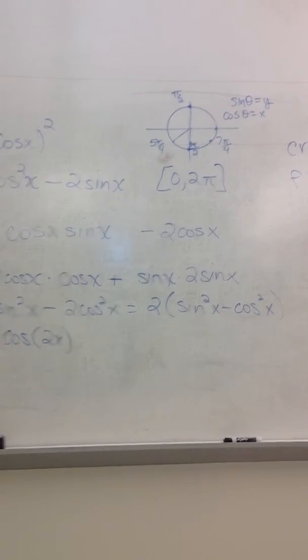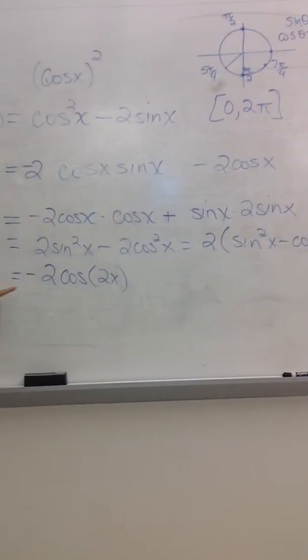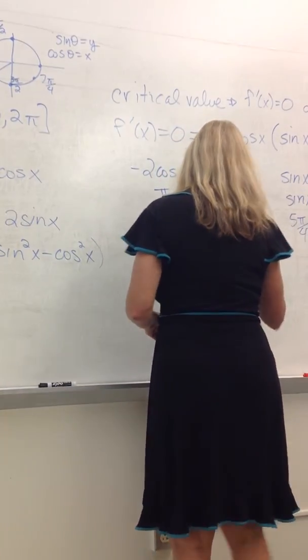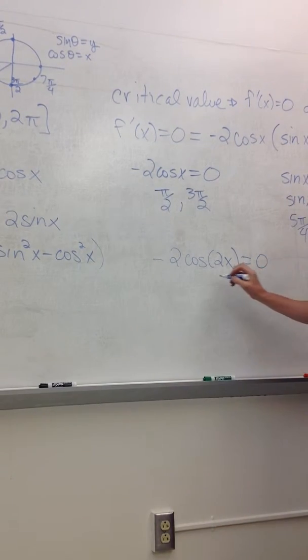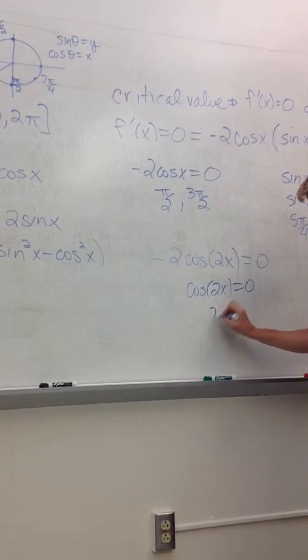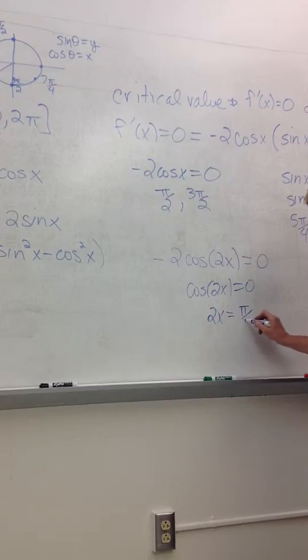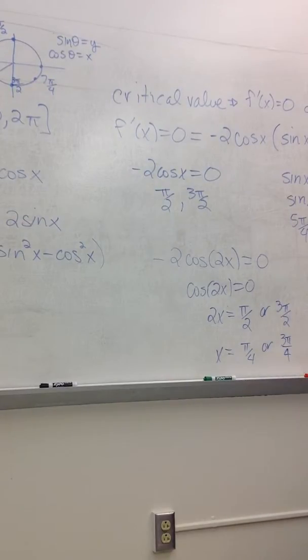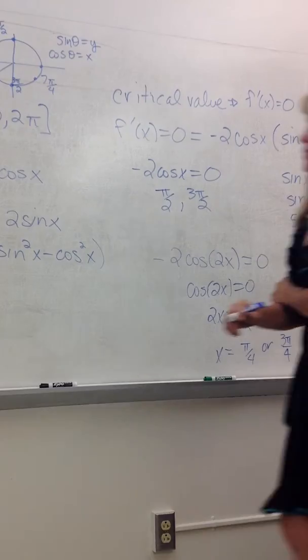And I also want to know where my second derivative is 0. So -2 cosine of 2x equals 0 when cosine of 2x equals 0. So 2x has to equal pi over 2 or 3 pi over 2. So that means x is either pi over 4 or it's 3 pi over 4. And, okay, so those are all of our values.